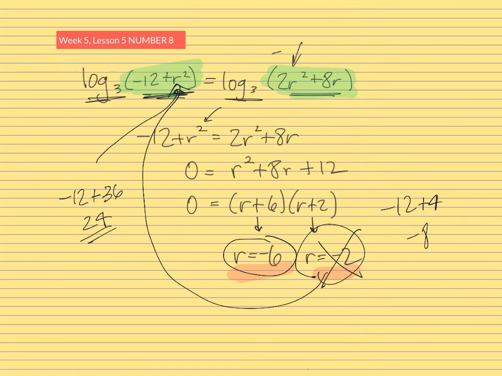So the answer to this problem should have just been r equals -6. This is the correct answer. So again, I just want to make sure it's kind of clear.